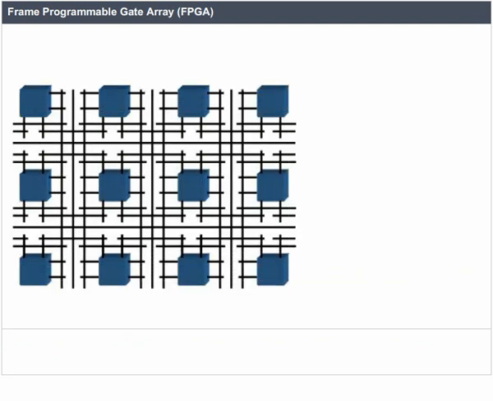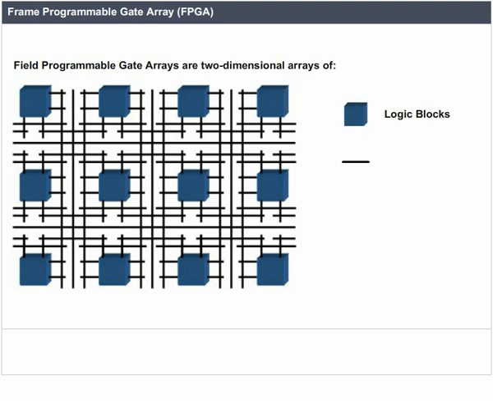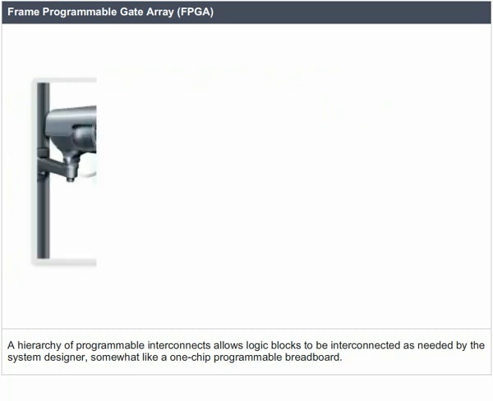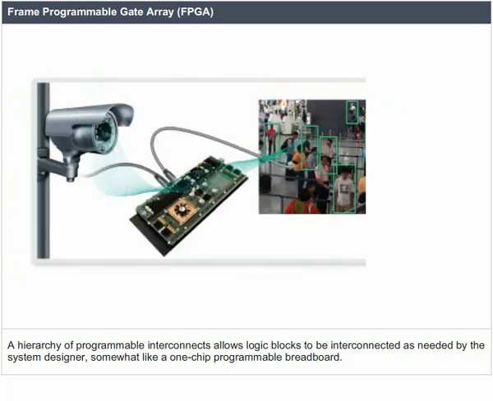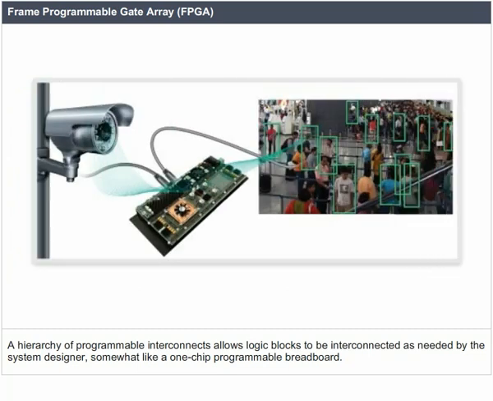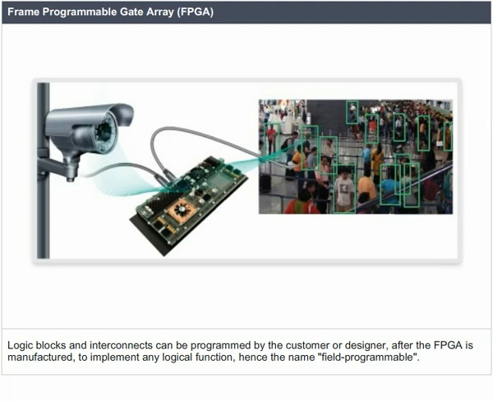Field Programmable Gate Array, FPGA. Field Programmable Gate Arrays are two-dimensional arrays of logic blocks and connections. A hierarchy of programmable interconnects allows logic blocks to be interconnected as needed by the system designer, somewhat like a one-chip programmable breadboard. Logic blocks and interconnects can be programmed by the customer or designer after the FPGA is manufactured to implement any logical function, hence the name Field Programmable.